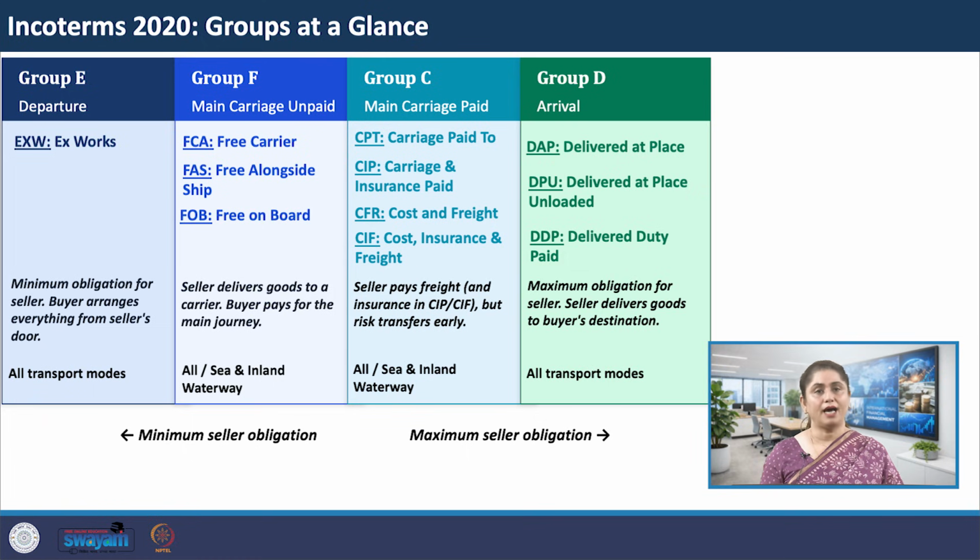Group D, arrival. 3 terms: DAP, DPU and DDP. In all three, the seller brings the goods all the way to the buyer's destination. Risk stays with the seller for the longest time. DDP represents the absolute maximum obligation for the seller, including the import duties and customs in the buyer's country. All three apply to all transport modes.